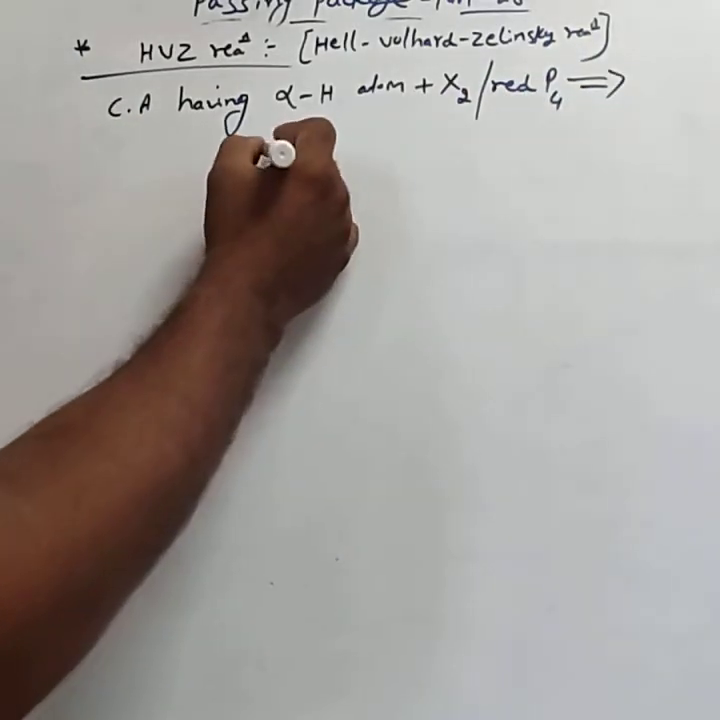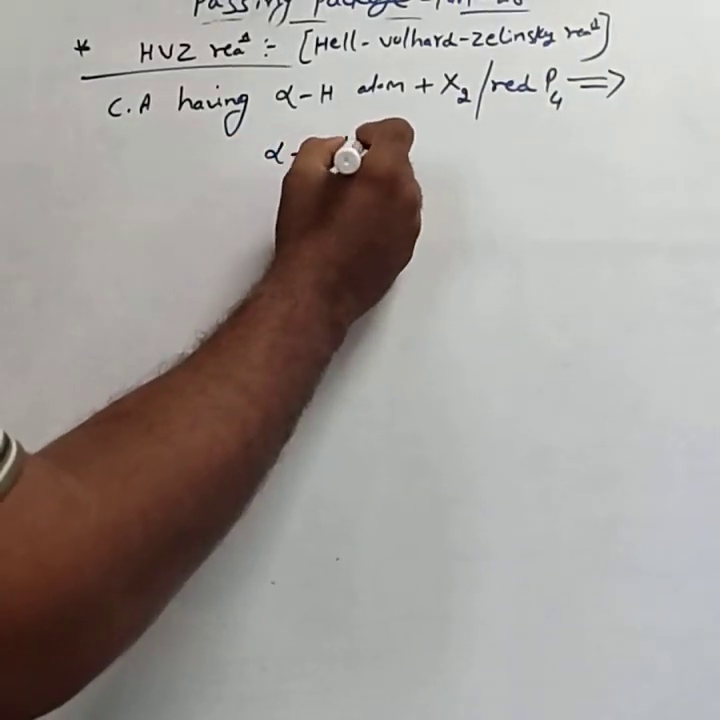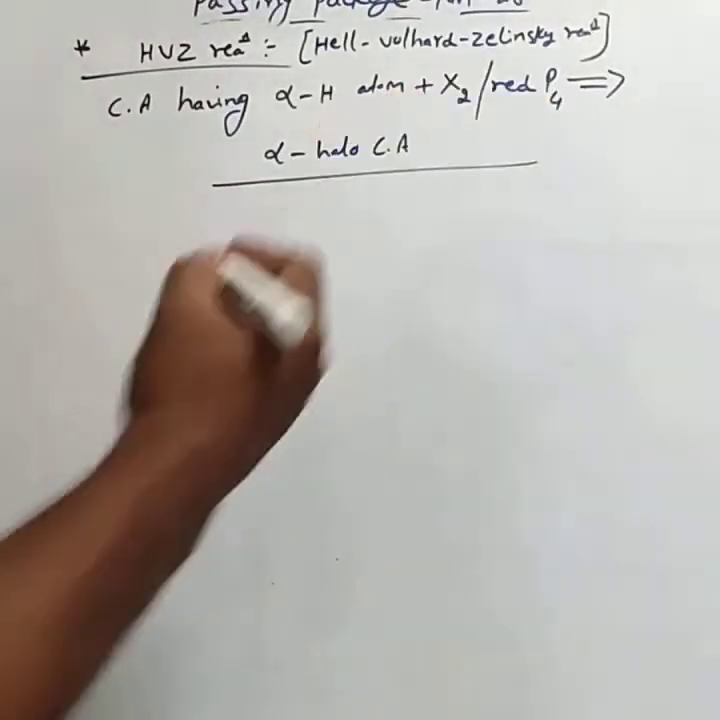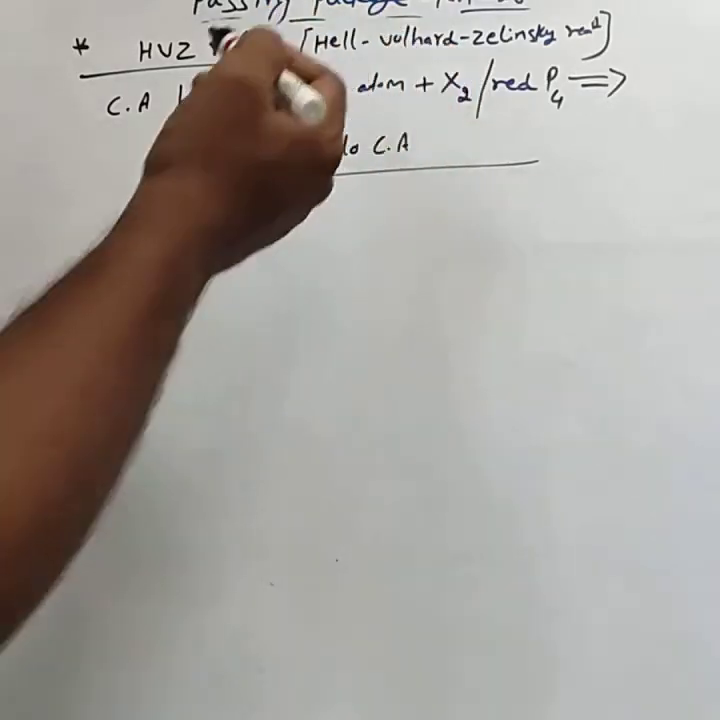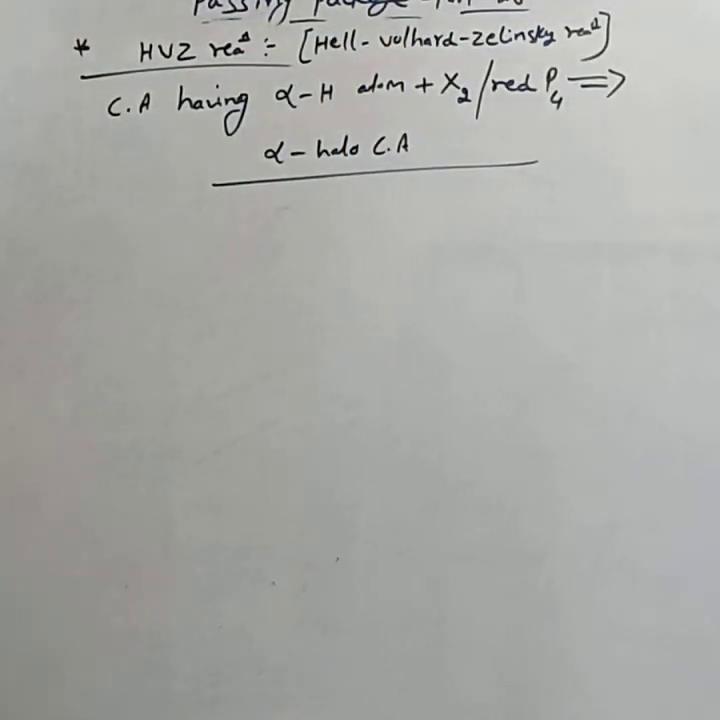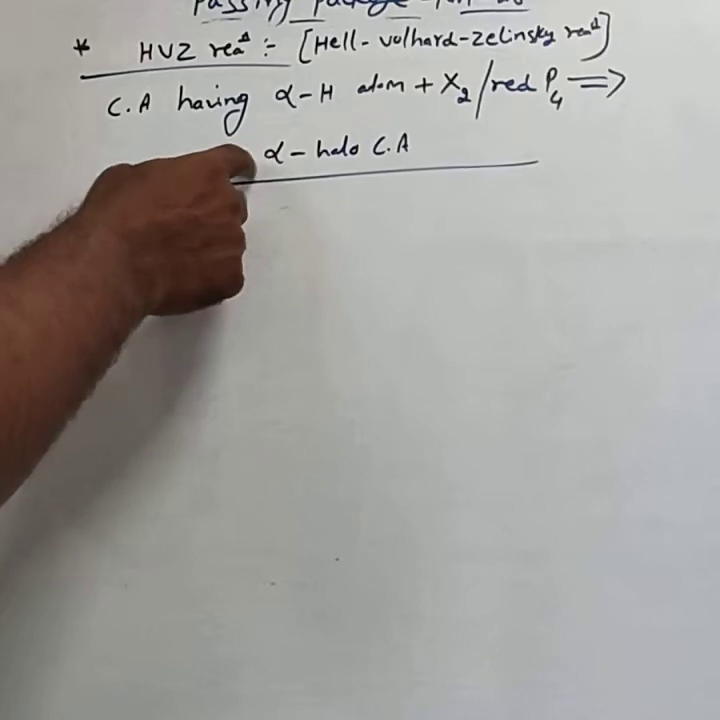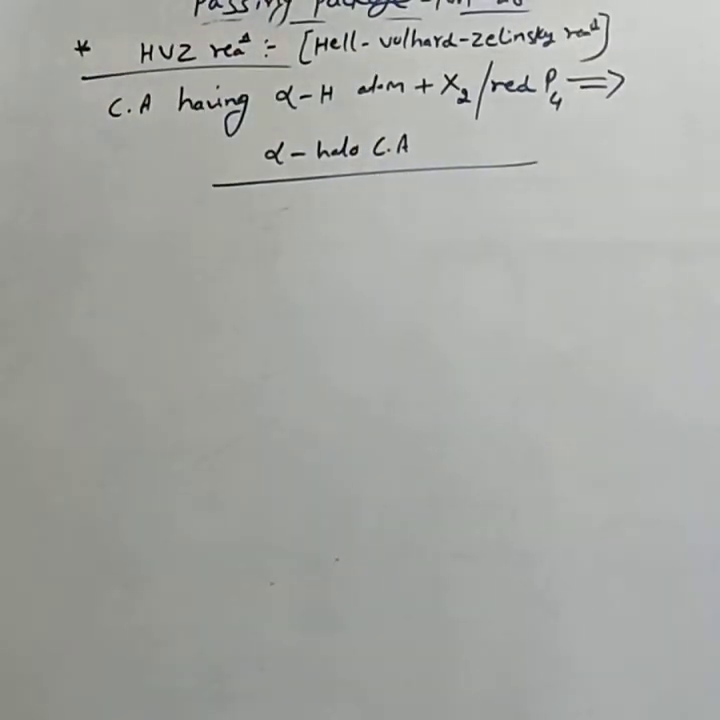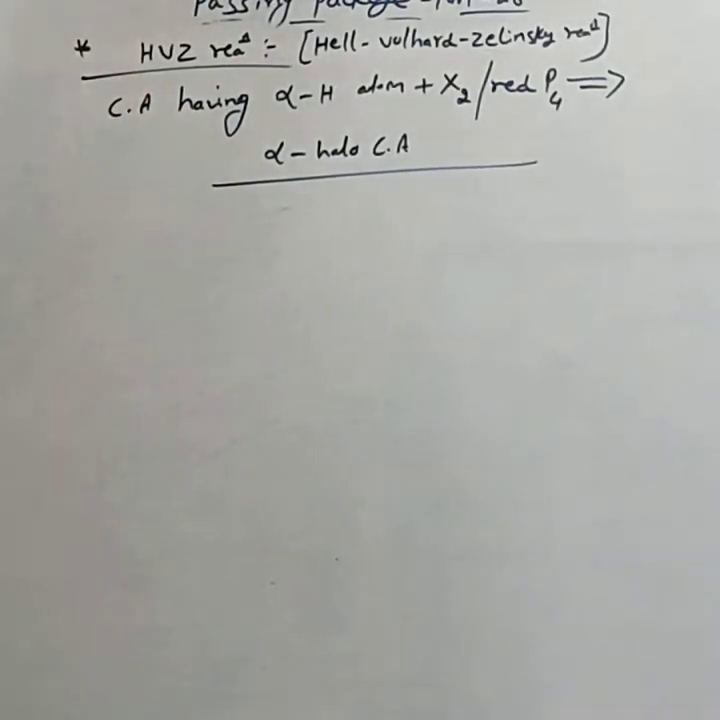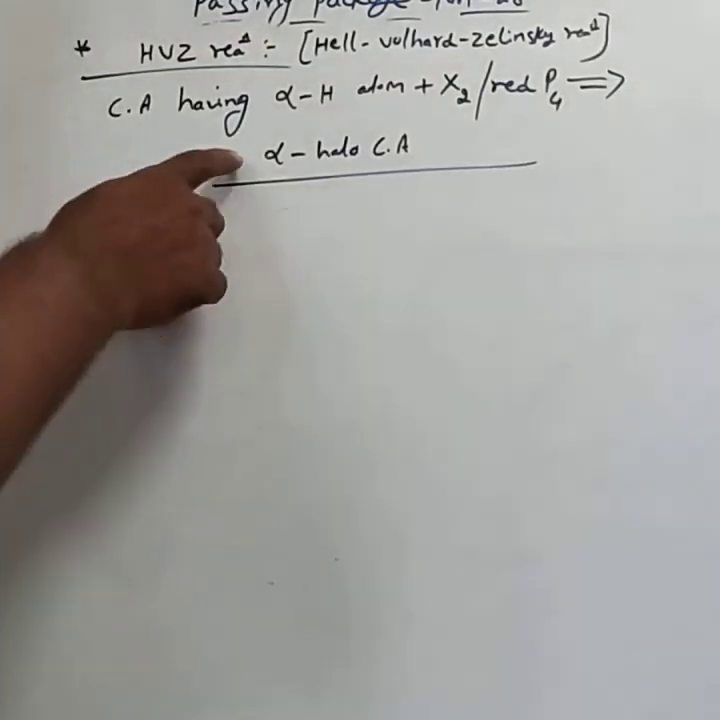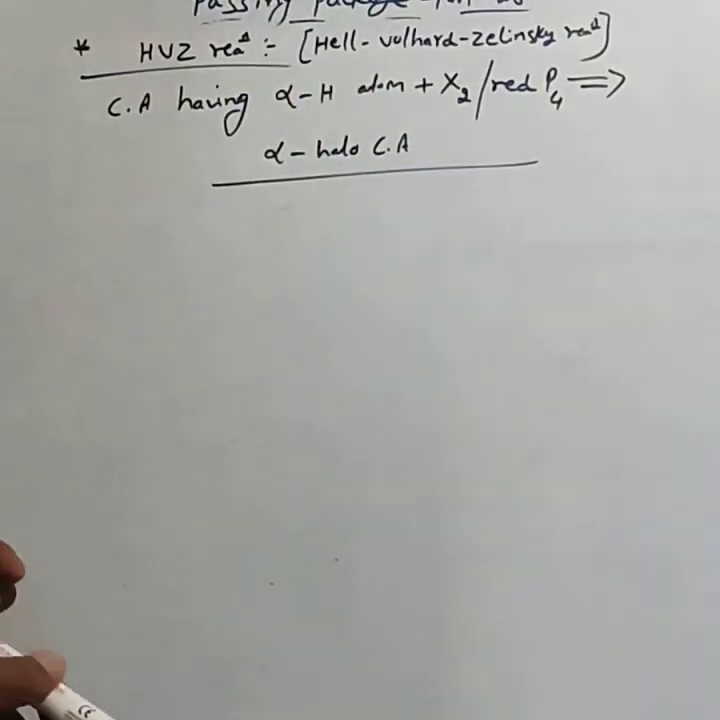Then we get alpha halocarboxylic acid. That is, only the alpha hydrogen atom is halogenated to form alpha halocarboxylic acid. This reaction is called the HVZ reaction. Simple statement: carboxylic acids containing alpha hydrogen atoms, treated with halogen in the presence of red phosphorus, form alpha halocarboxylic acid.